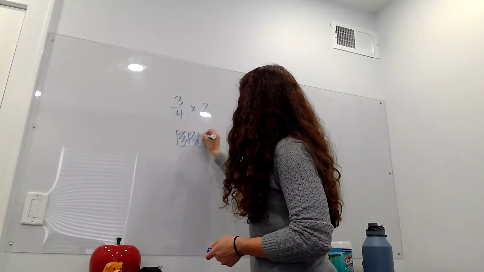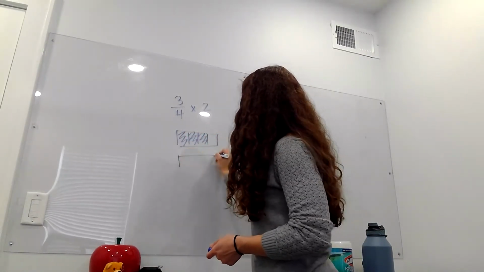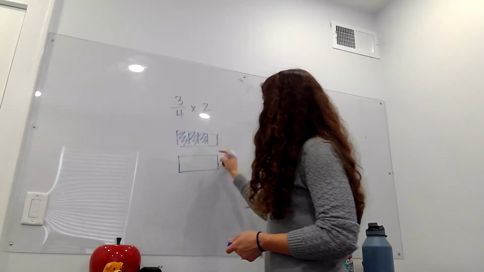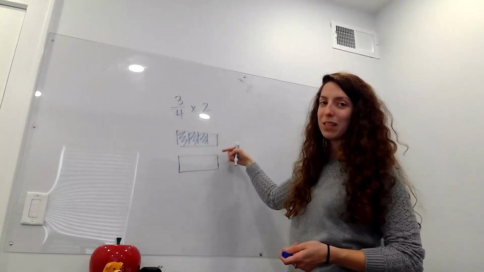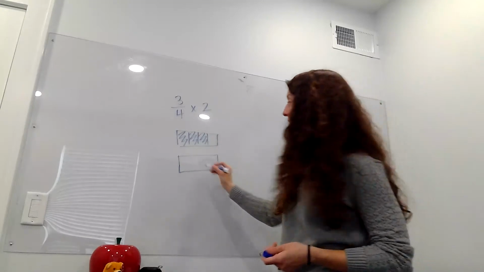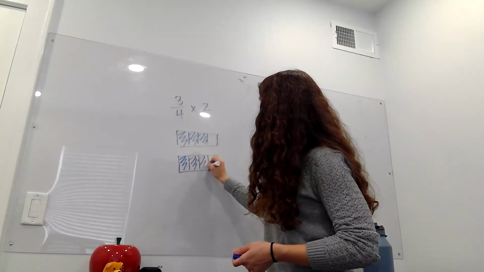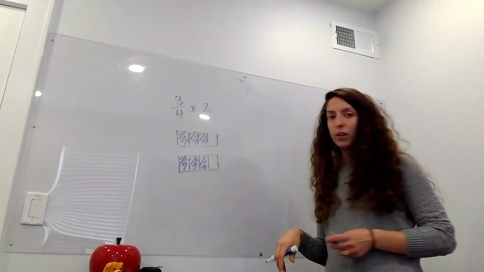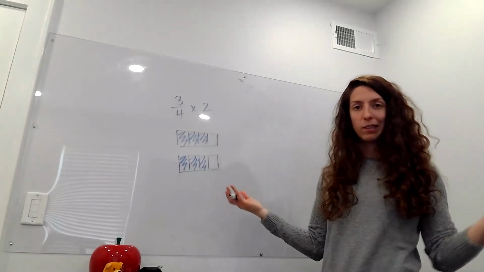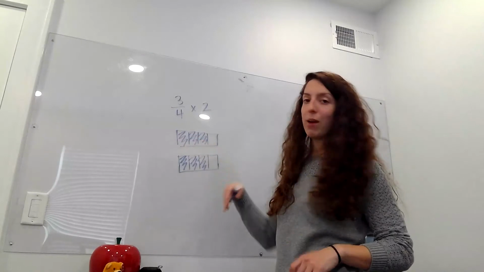1, 2, 3 out of 4. I'm going to try to make my holes as much the same as possible because, of course, I'm dealing with the same size hole, same amount of stuff. 1, 2, 3. 1, 2, 3. So how many fourths do I have? Let's count them. 1, 2, 3, right, we knew that.